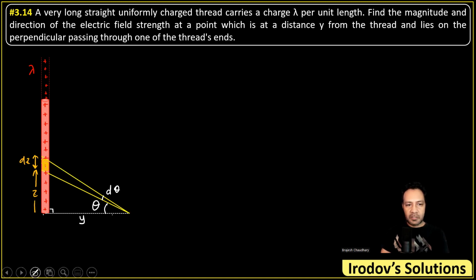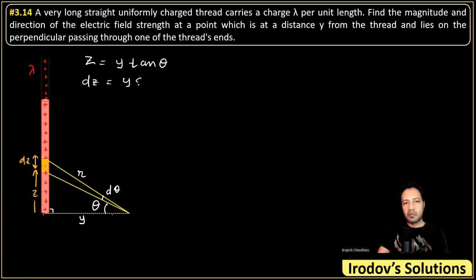So you can see clearly that z is equal to y tan theta. And the distance of this point from here is, say, r, and r is y sec theta. This is r. So number one, z is equal to y tan theta. I'll be needing dz. So dz is equal to y sec square theta d theta, and r is equal to y sec theta. So that is one thing.